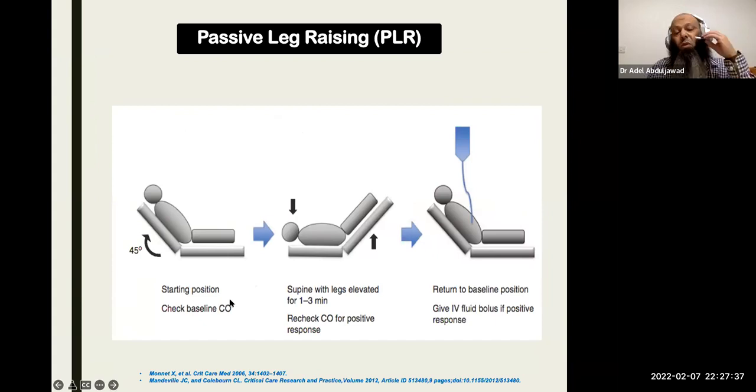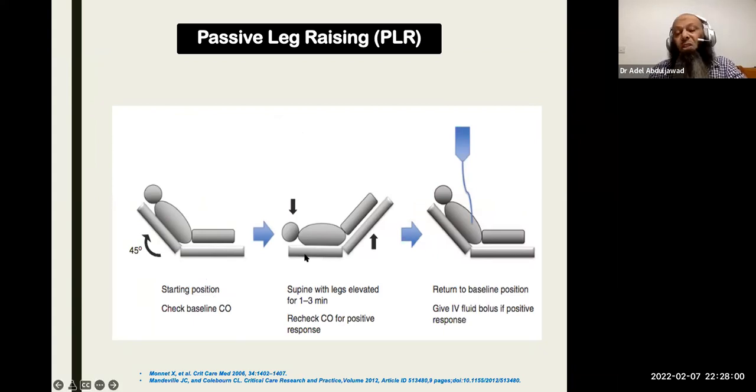How can we do it? It's a very simple technique. Usually you start with a 45 degree position, and you check the baseline cardiac output with the tool that you have, like if you have the pulse contour analysis, or the Swan-Ganz, for example, whatever tool you have, you measure the baseline cardiac output.